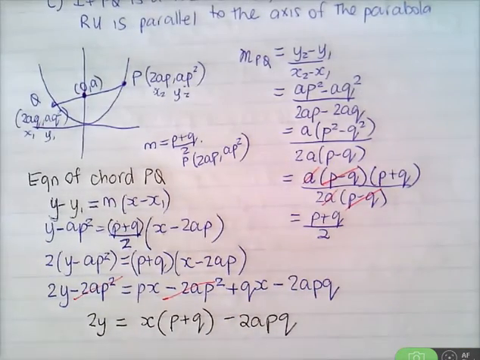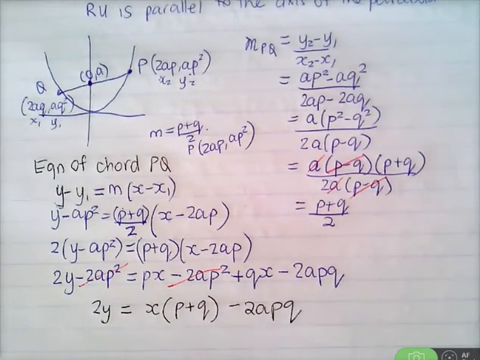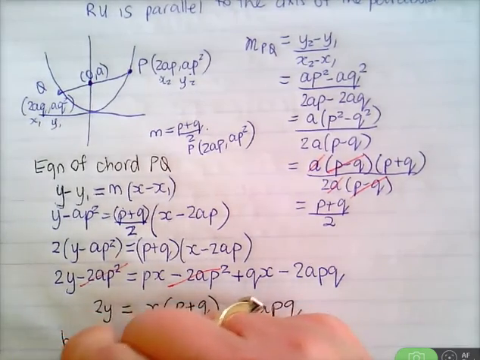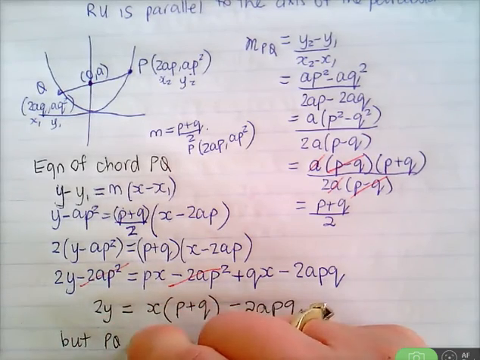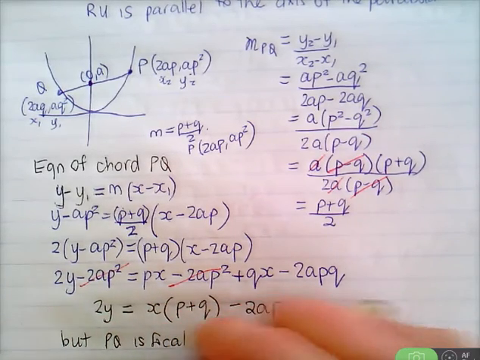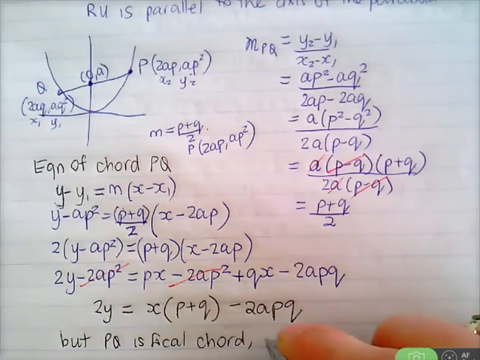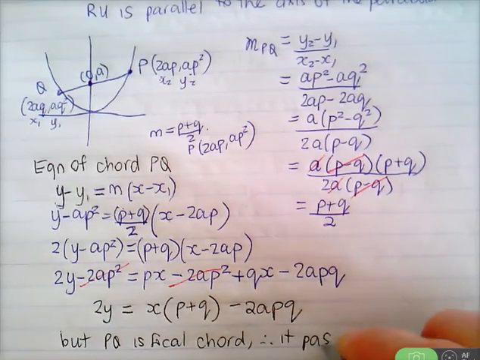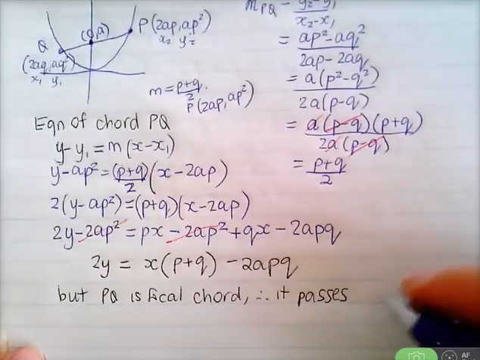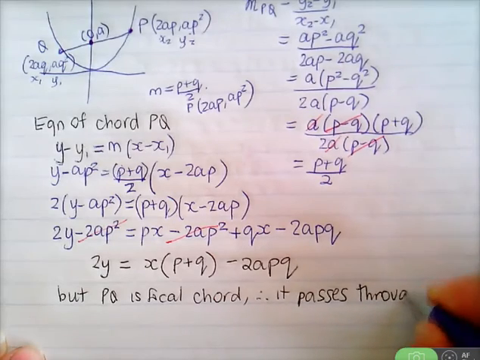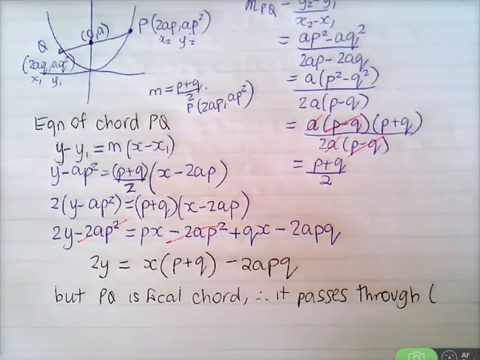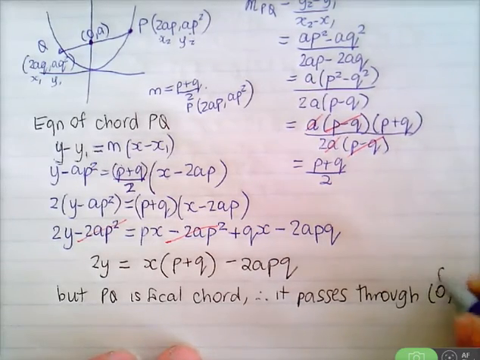Look, you can then divide through by 2, but I'm just going to keep it. It doesn't say show that it's this or whatever. Just going to keep it like that. Now, that's the equation of chord PQ. Then we say, but PQ is a focal chord, so that means, therefore, it passes through. If it's a focal chord, it passes through what? Yeah, this is your traditional parabola, x equals 2at, y equals at squared. It passes through the focus.